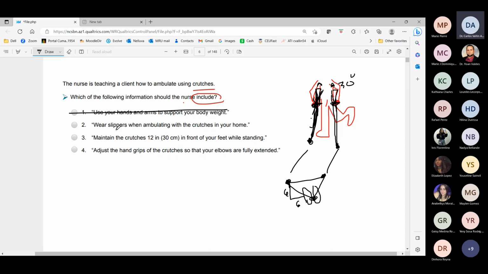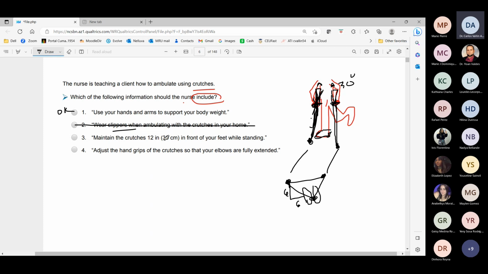Wear slippers, okay. So let me erase this line because I don't know why I drew these lines. Okay, this is okay. Wear slippers? Slippers are not safe. Slippers are easy to get loose, and you can trip and fall. You should be wearing safe shoes or anti-skid footwear. So slippers are not good to be used with crutches.